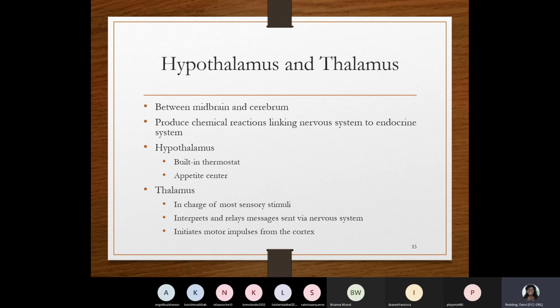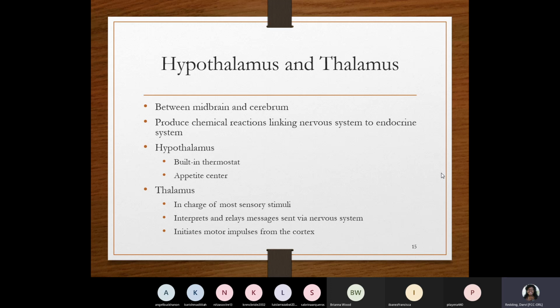So the hypothalamus and the thalamus are between the midbrain and the cerebrum, and this works by having chemical reactions linking the nervous system to the endocrine system. With the hypothalamus, it works by having a basic built-in thermostat, and it is also known as the appetite center. The thalamus is in charge of most sensory stimuli, and it interprets and relays messages sent to the nervous system. The thalamus also initiates motor impulses from the cortex, which is also inside of the brain.